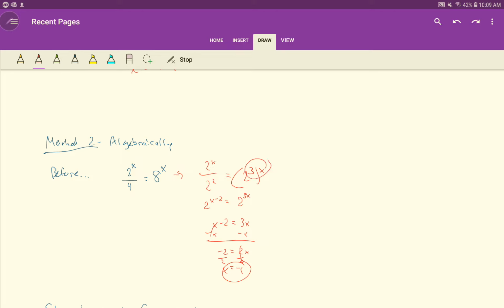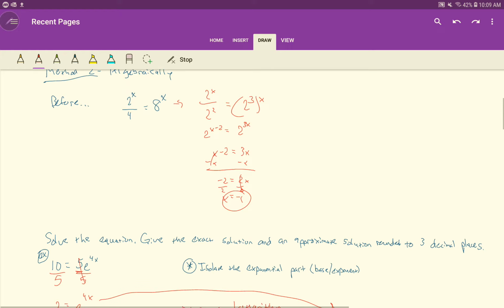And then you have a power to a power, so you multiply those powers, and you get 3x in the exponent there. Since you have the same base, and these two things have to be equal, that means the exponents also have to be equal. And so we just drop the bases and just set x minus 2 equal to 3x, and solve for x. You get x equals -1. Okay? So we actually could have done that already.